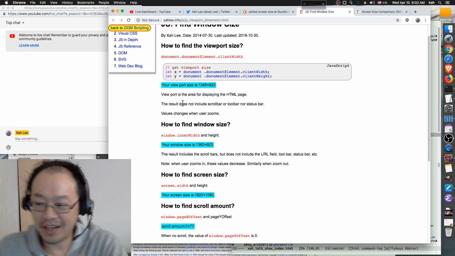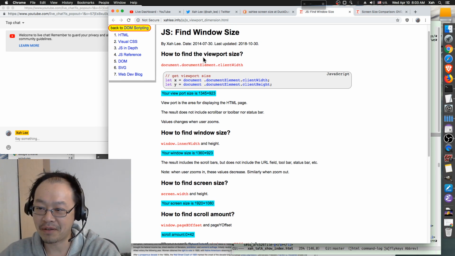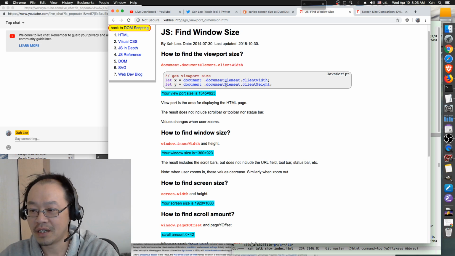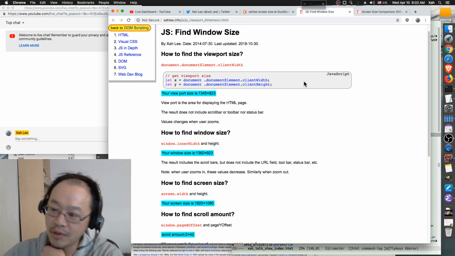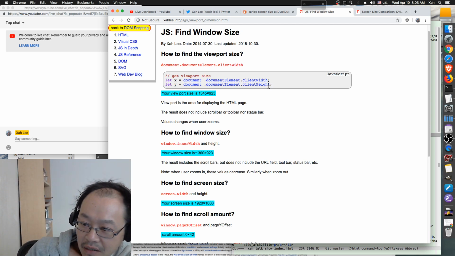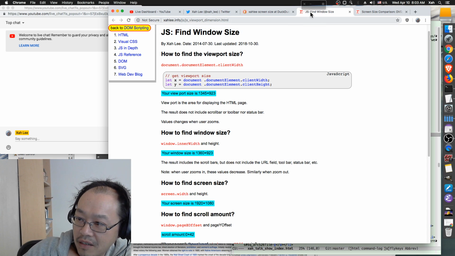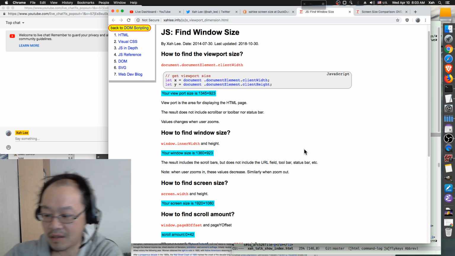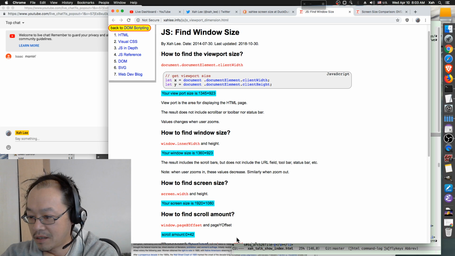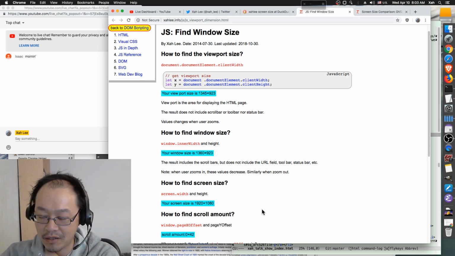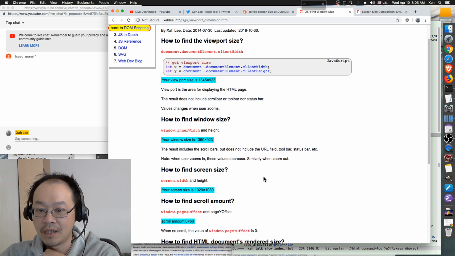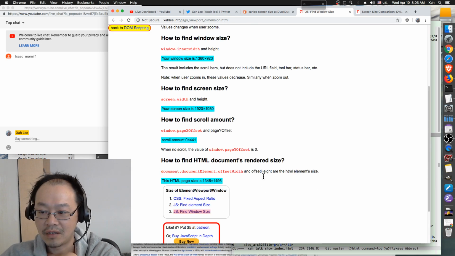If you do web dev, there's a concept of viewport. Now the viewport is basically, I think, minus the scroll bar and minus the top menu and tabs stuff, and sometimes a status bar at the bottom. But anyway, this page is about how to use JavaScript to find out about all these sizes and scroll amount.